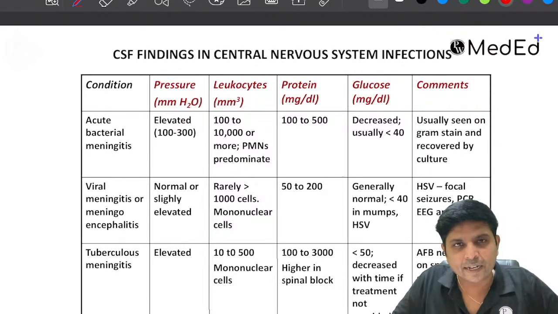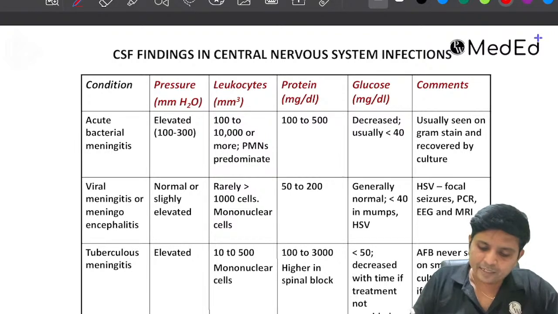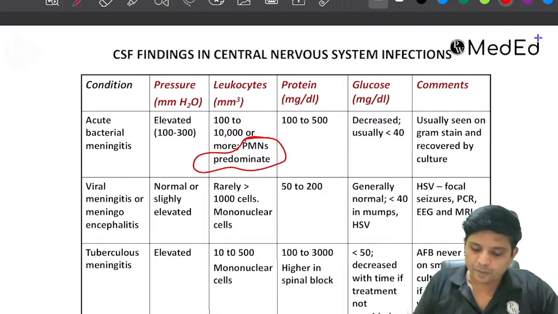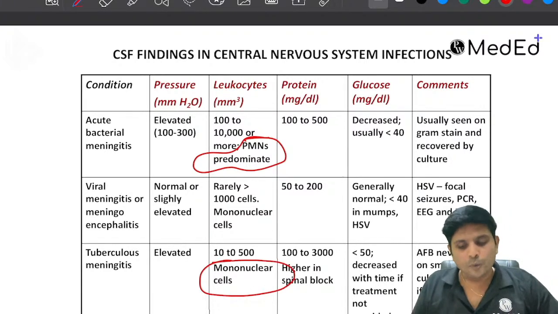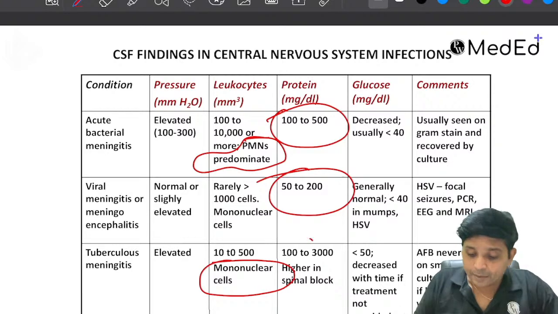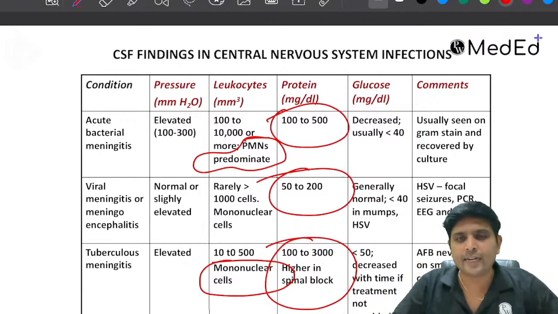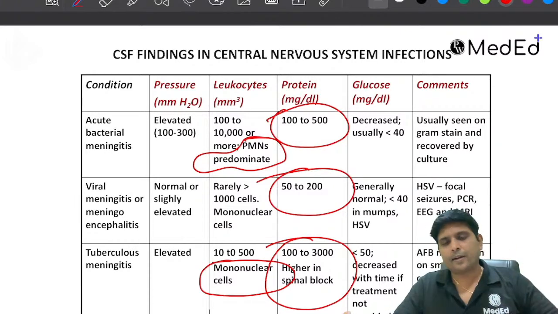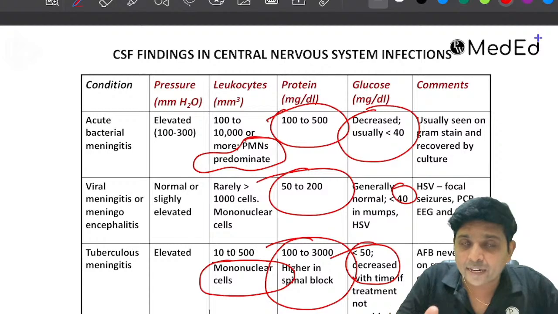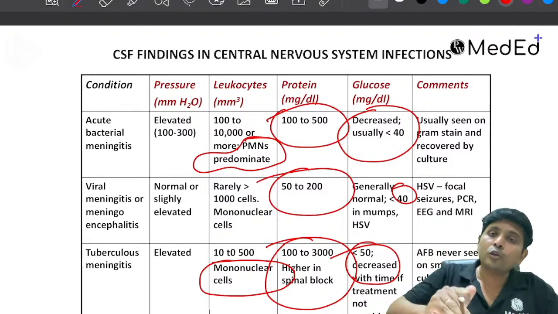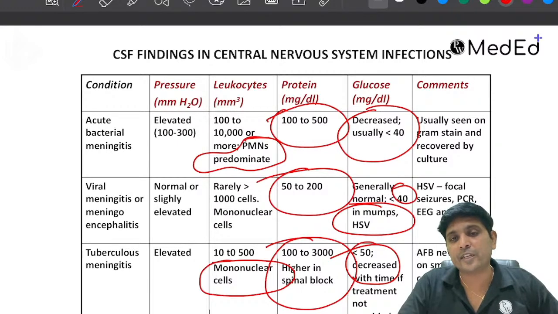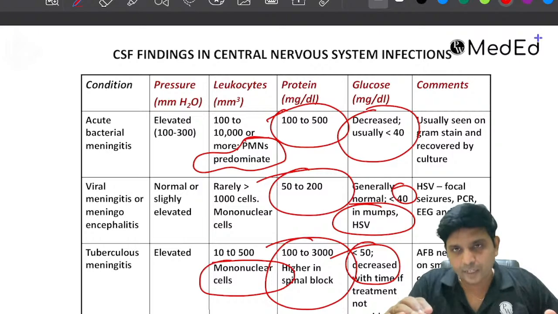This was also discussed, my dear boys and girls. In case of bacterial meningitis, it is predominantly neutrophils, whereas in case of viral meningitis, it is predominantly lymphocytes. Protein will be high in bacterial, low in viral, variable in TB. In case of spinal arachnoiditis, the CSF values can be high. Spinal TB arachnoiditis. Glucose will be low here, low, not very low. The only viral infection that produces severe low sugar in CSF is mumps.